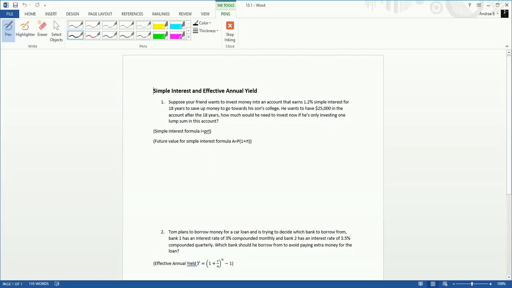For this one, we have simple interest and effective annual yield. So for number one, suppose your friend wants to invest money into an account that earns 1.2% simple interest for 18 years to save up money to go towards his son's college. He wants to have $25,000 in the account after the 18 years. How much would he need to invest now if he's only investing one lump sum into this account?